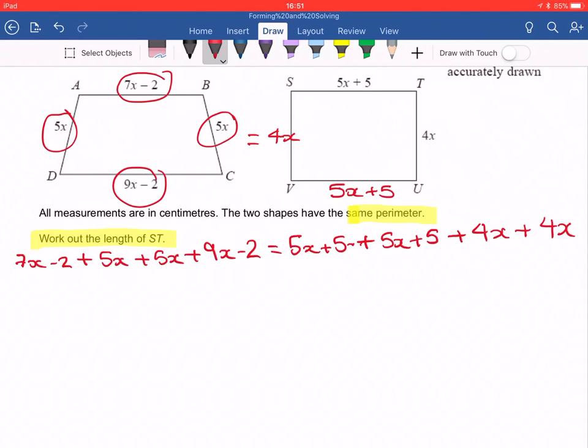Cool. So 7x plus the 5x plus the 5x and the 9x should make? 26, if I'm not mistaken, 26x. So 26x. And then we've got minus 2 and minus 2.